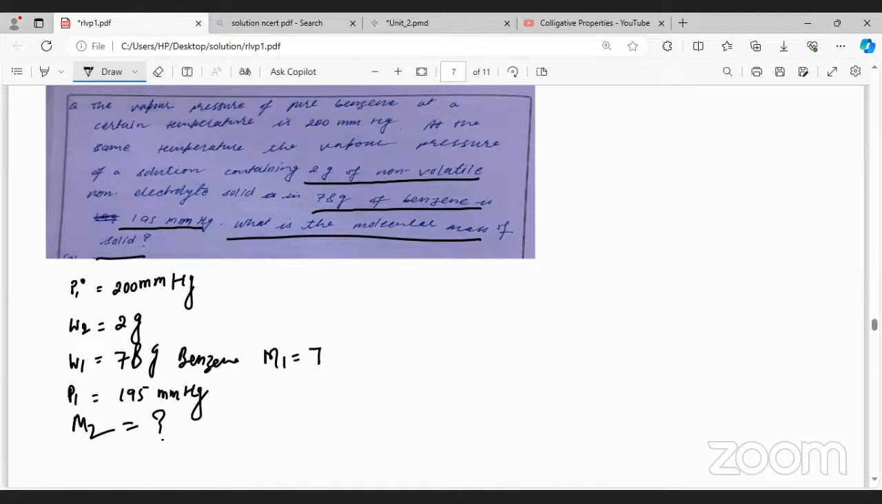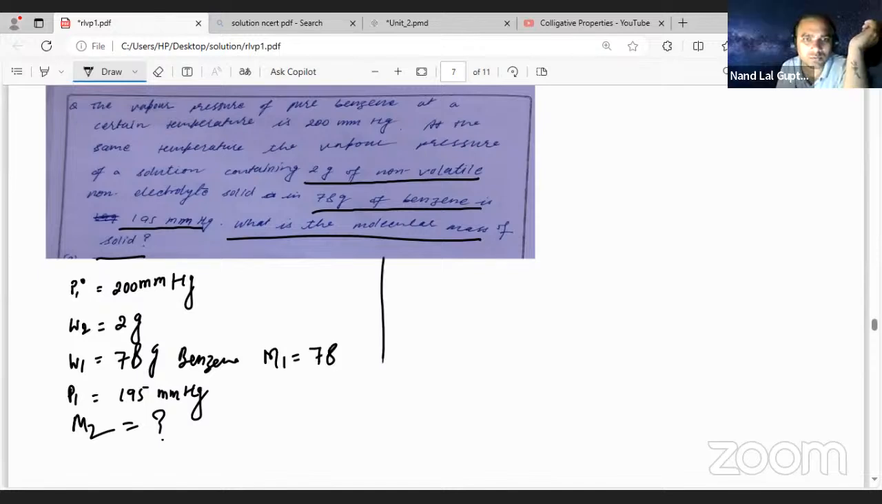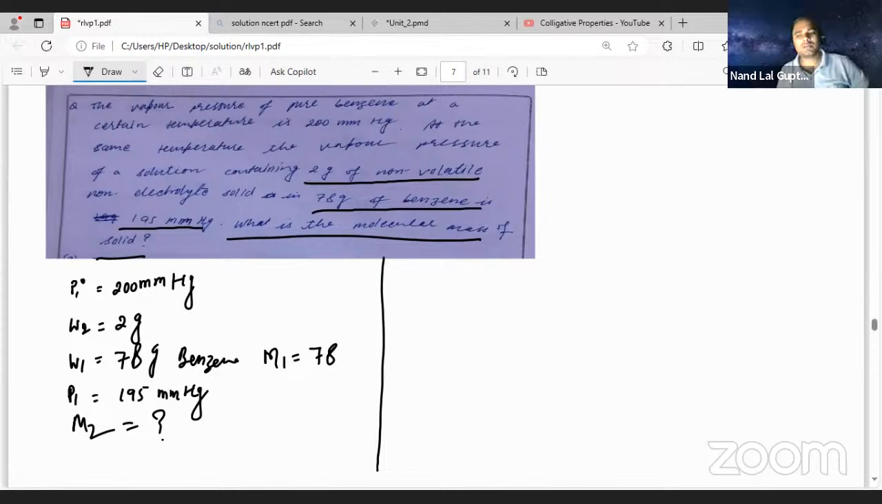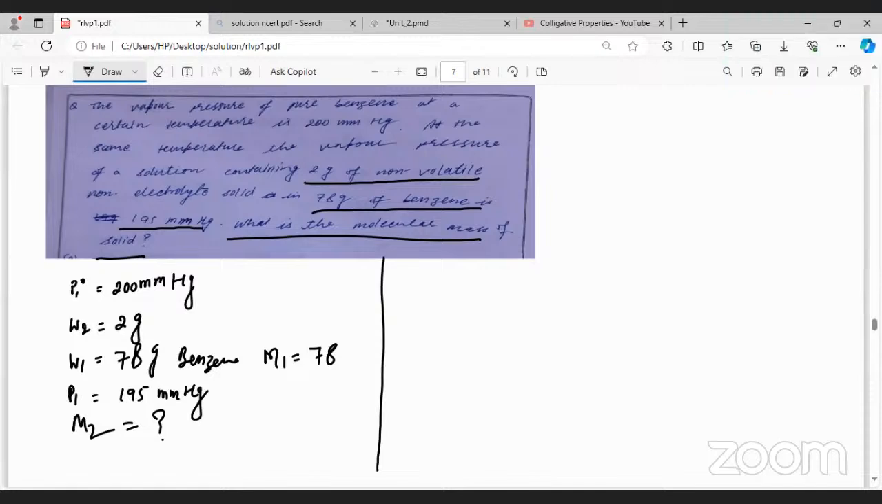M1 is equal to 78. Should I do or you will do? can. I should do this one. Sir, I am doing that only. Okay, doing means that is correct one. Good only. Then you try. Otherwise I will do. Don't write the question. Question I will give you now. I will share you. M2 equal to 100.